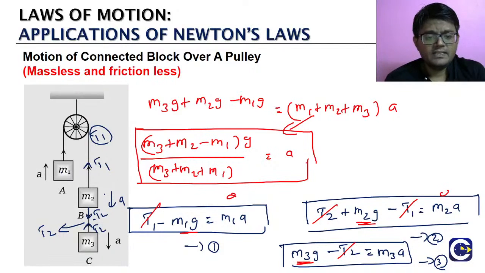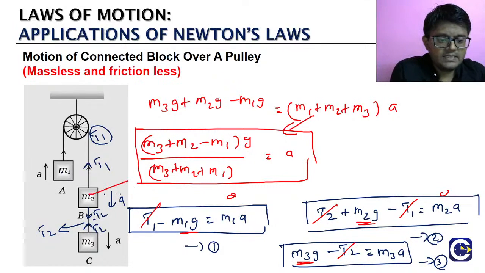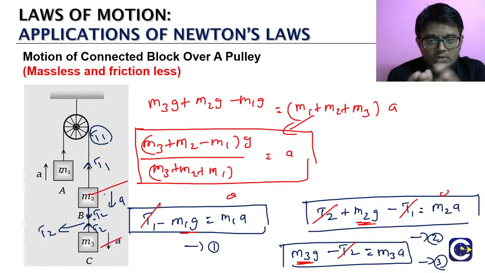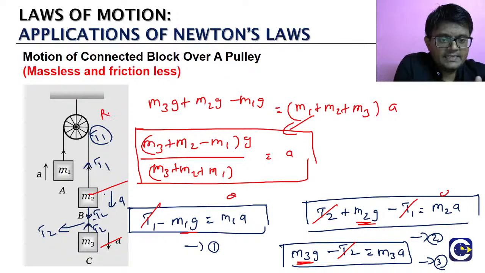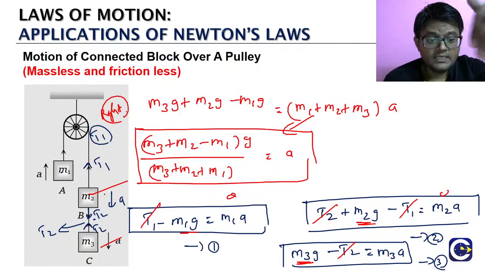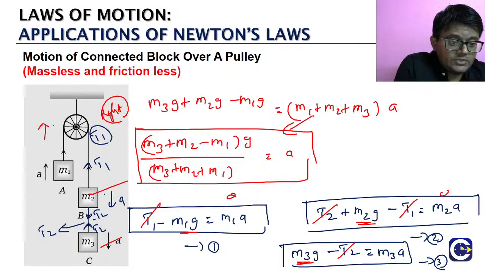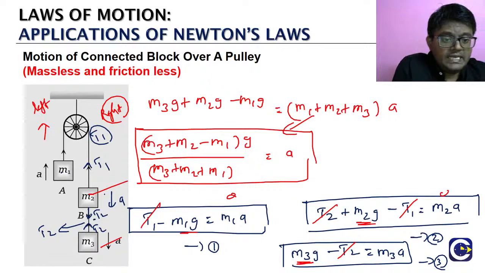பாத்தீங்கன்னா எப்படி இருக்குது? ஒரு சைடுல what is the mass? m2 plus m3. அதுதான் total mass on the right side. இங்க we have taken the assumption that m2 plus m3 are actually going down, ஓகேவா? and m1 is actually going up.